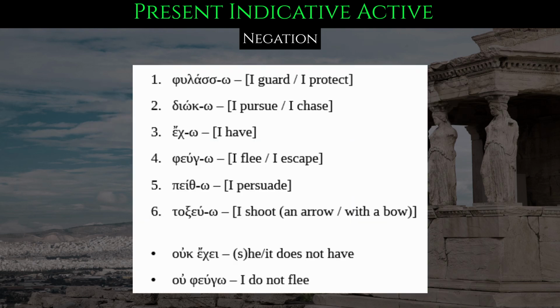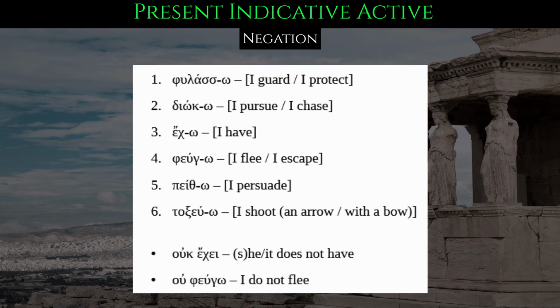And let us further increase our vocabulary. Phylasso, I guard or protect. Dioko, I pursue or chase. Echo, I have. Pheugo, I flee or escape. Peitho, I persuade. And toxeuo, I shoot, usually an arrow with a bow.